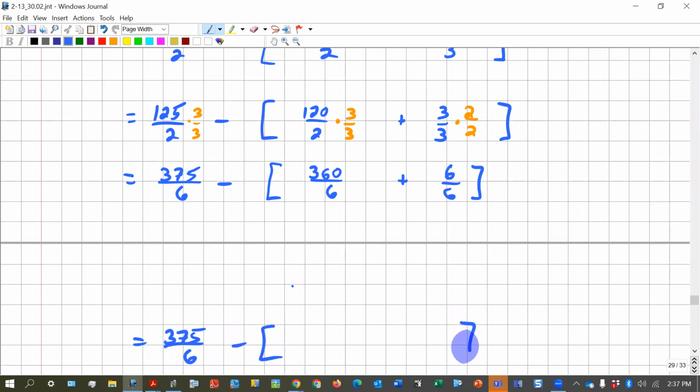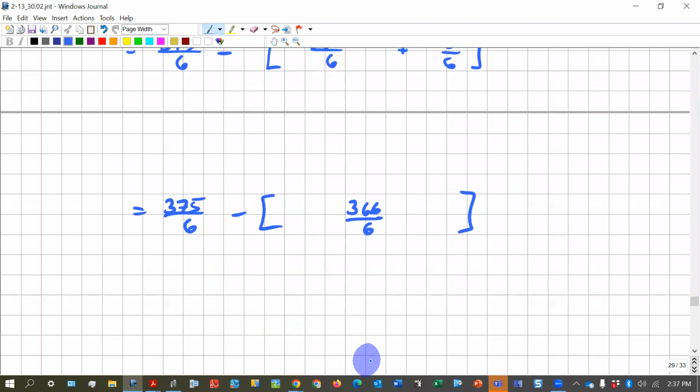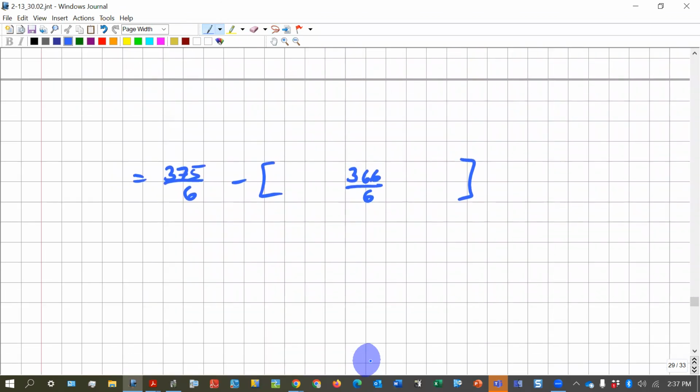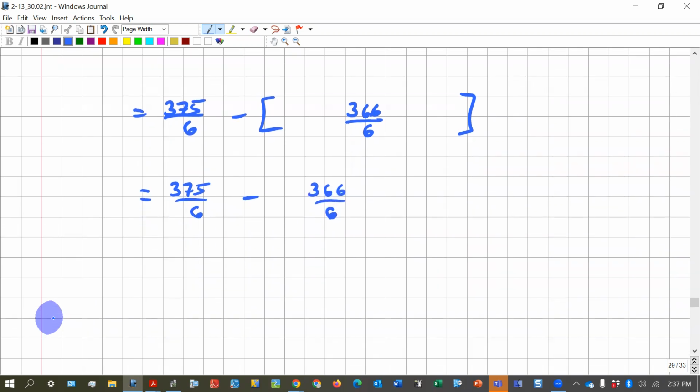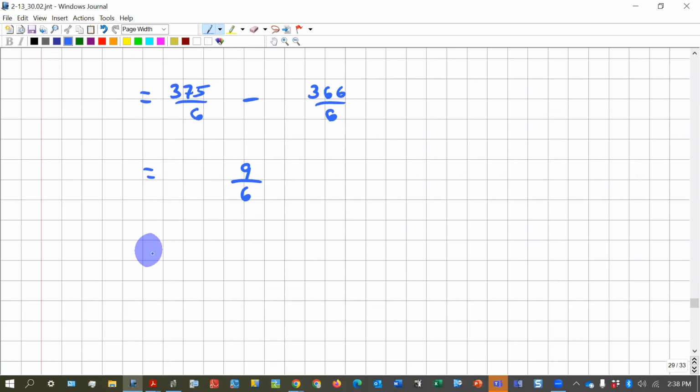But inside the brackets, that's 366 over 6. And now inside the brackets, there's just a number. So I don't need them anymore if I don't want them. If I subtract, I get 9 over 6. And then there's a common factor of 3.